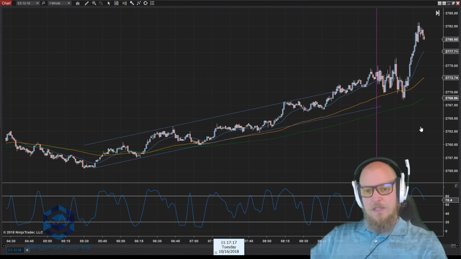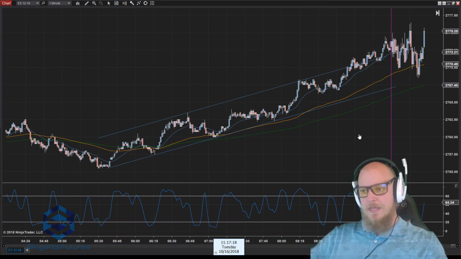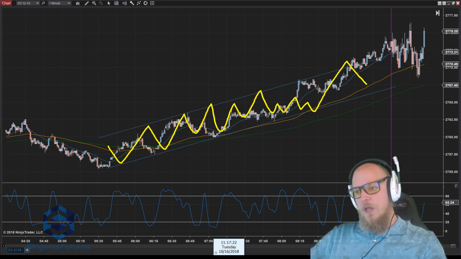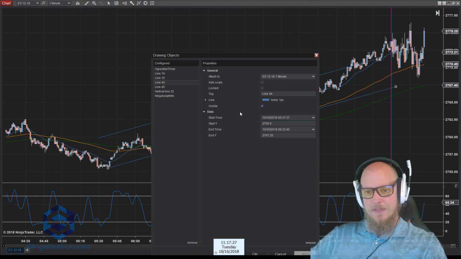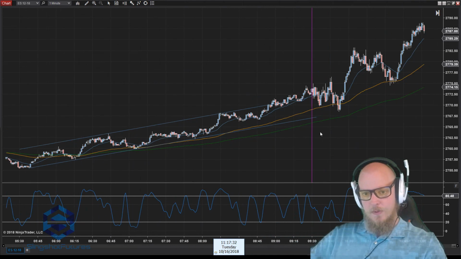Another great example would be looking at the overall channel structure that's in play here. We have a very nice channel working its way up, and if we get down to the lows of that channel, that will be a structural level of interest. Now let me extend this out to the right a little bit further here. I'll just do it manually. Let's send this farther out.